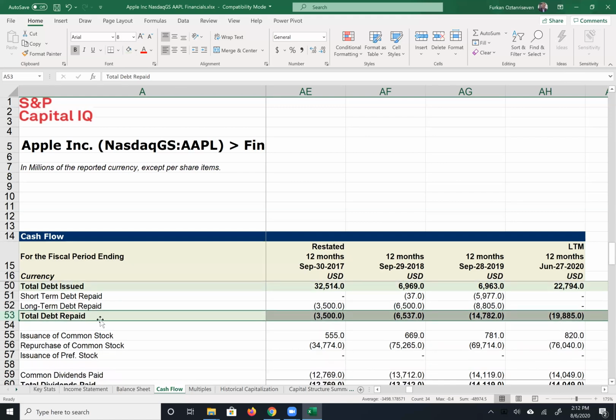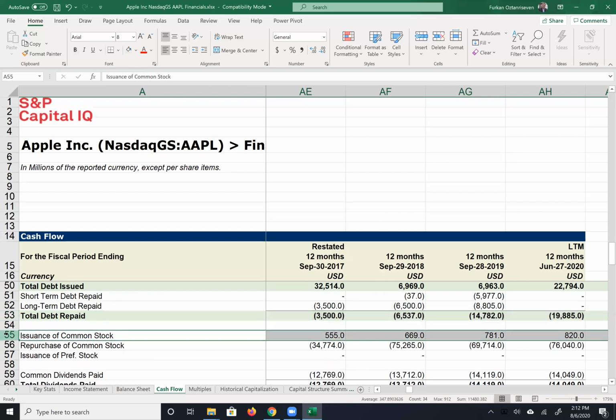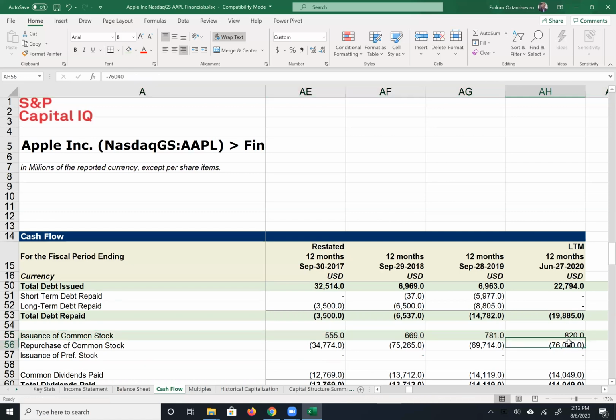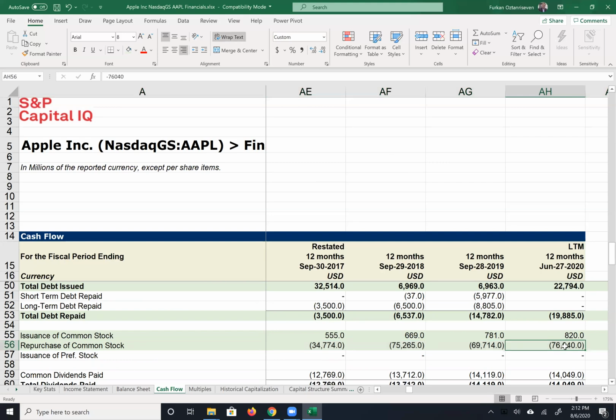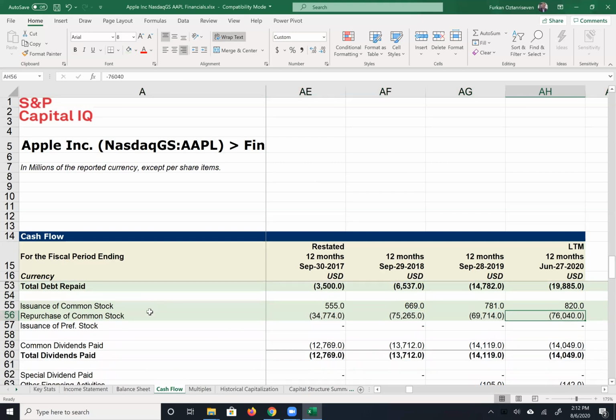And then we can see that the company issued new common stock of $0.8 billion right here. And actually the company bought so much common stock. That's beautiful for investors because when companies buy back their own shares, there are fewer shares outstanding. That means that we make more profit per share outstanding. So you can see this is a really big negative cash flow because basically Apple is buying back its shares crazy high, more than $70 billion, $76 billion to be exact.